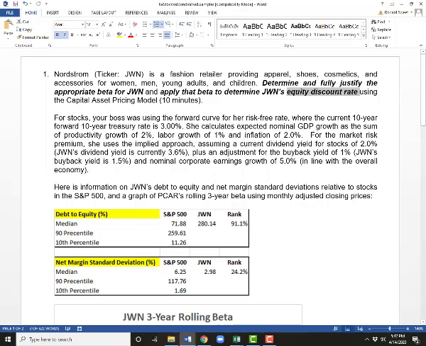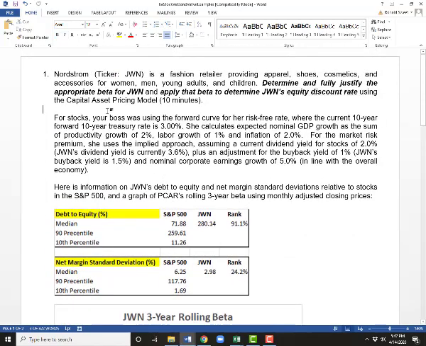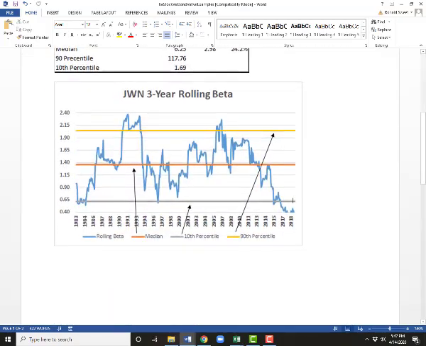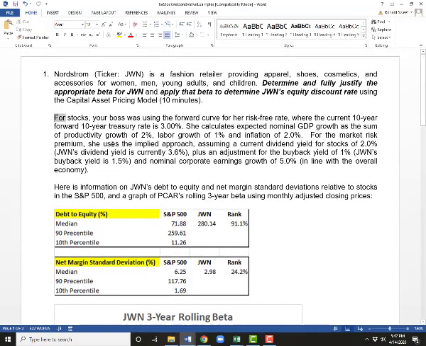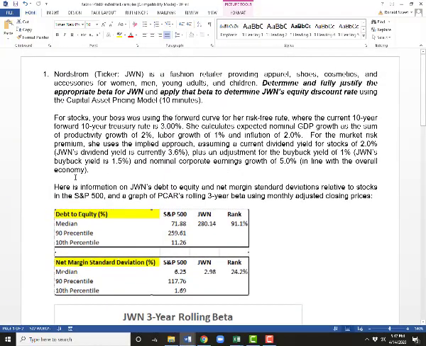And so to do that, we need a few things. Here's the data that's given, giving some information on the company, the chart on debt to equity and net margin standard deviation, and the rolling beta chart. And so how can we come up with the discount rate for this stock?